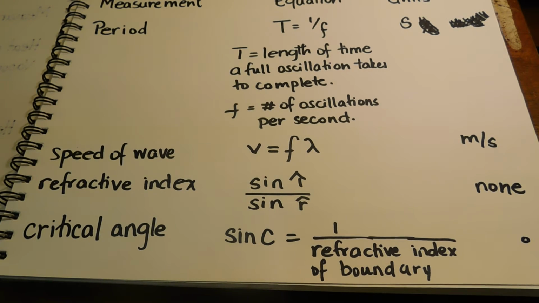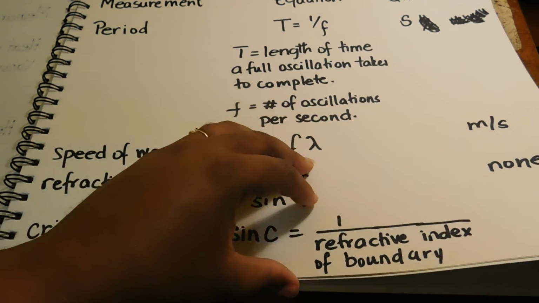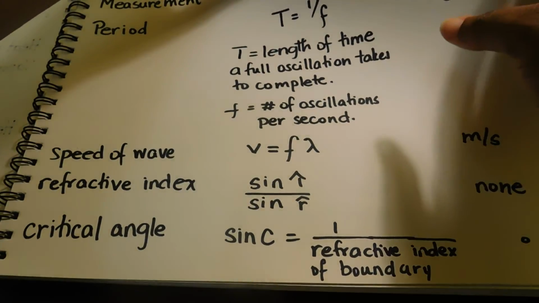translucent material. Then you can determine critical angle, and that is determined by sine C equals 1 over the refractive index of the boundary. And with that you would have not really a unit, but like a degree sign.